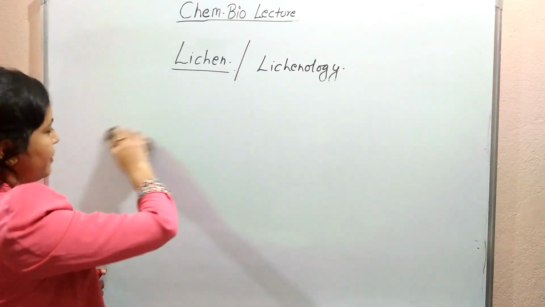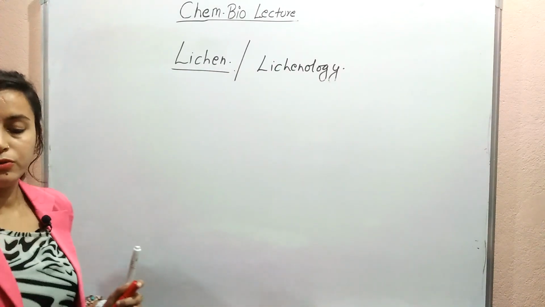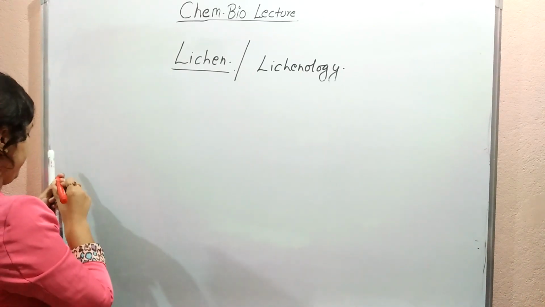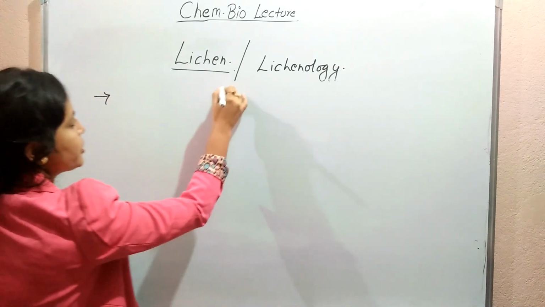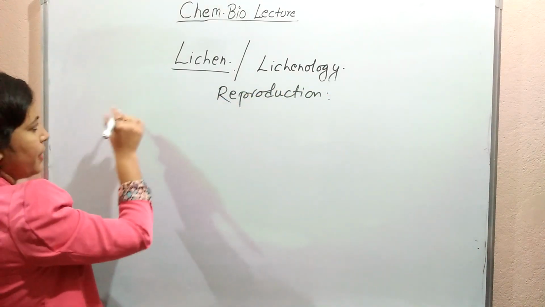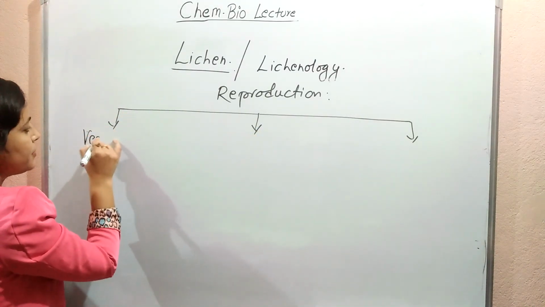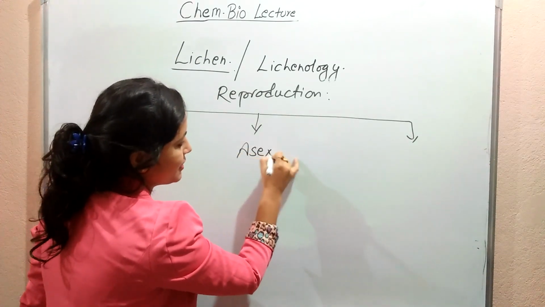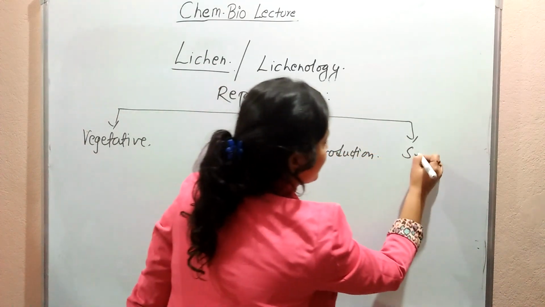Okay, so till now we have discussed types and habit. So let's discuss the ways of reproduction, the different modes of reproduction in lichen. Reproduction takes place by all three ways. So what are those three ways? That is vegetative reproduction, asexual reproduction, and then sexual reproduction.